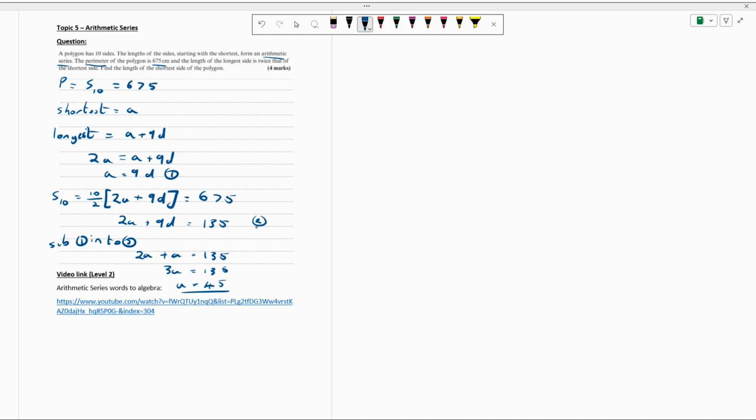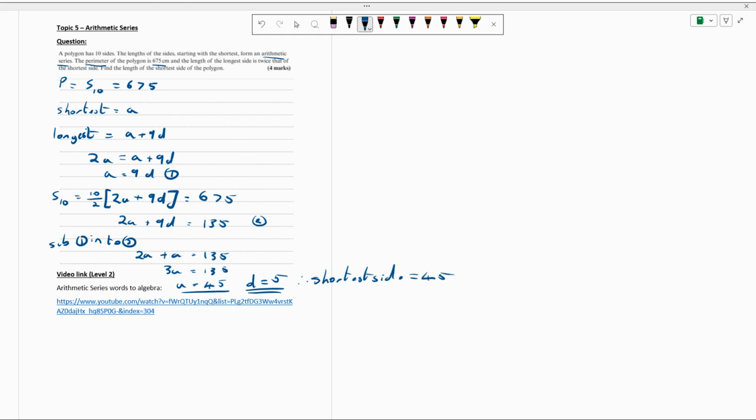Okay, I can then use the second one to find my d. So d must be 45 divided by 9, so d must be 5. And there's my two answers. Okay, it says find the length of the shorter side. So therefore the shorter side is just a, so that should be 45.